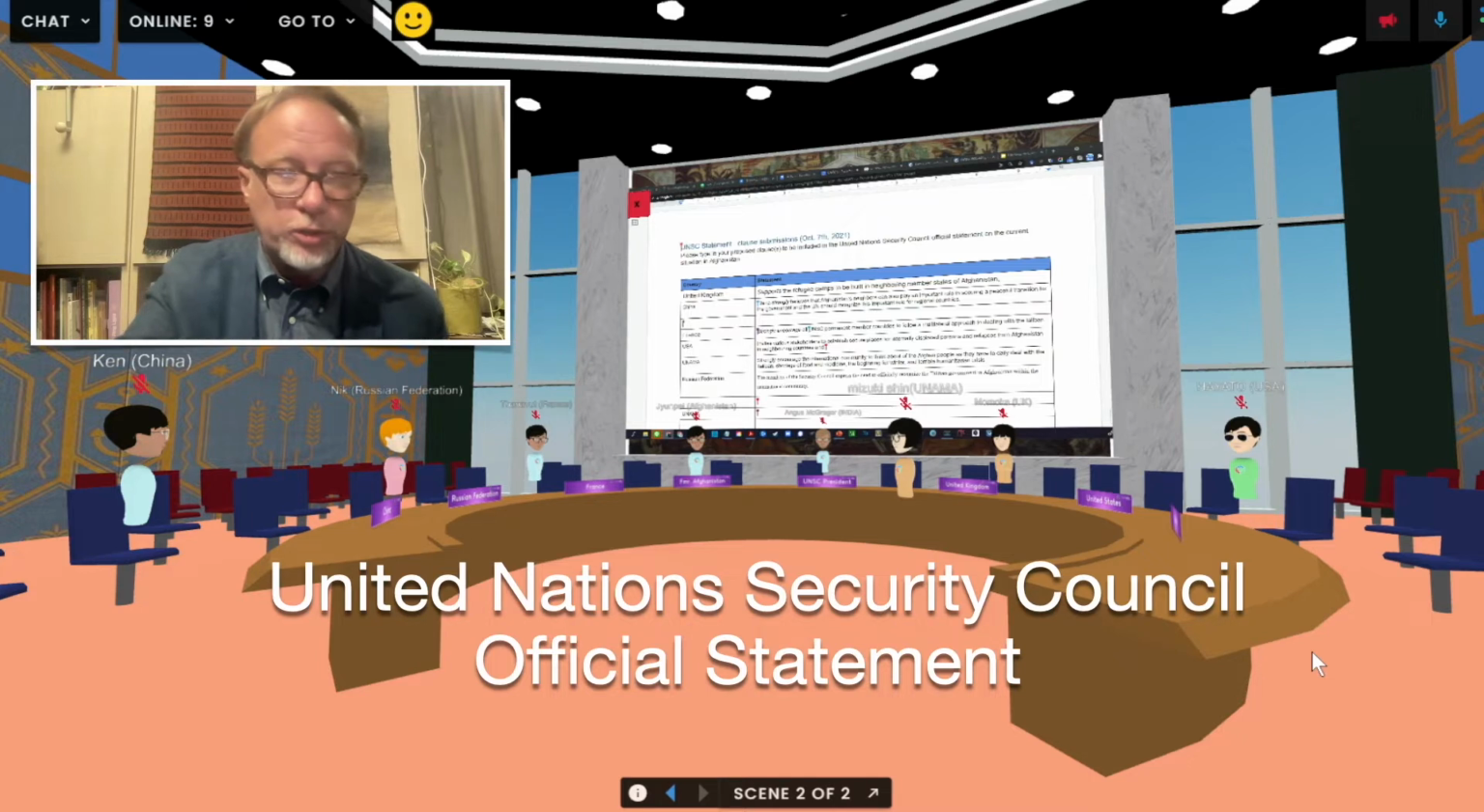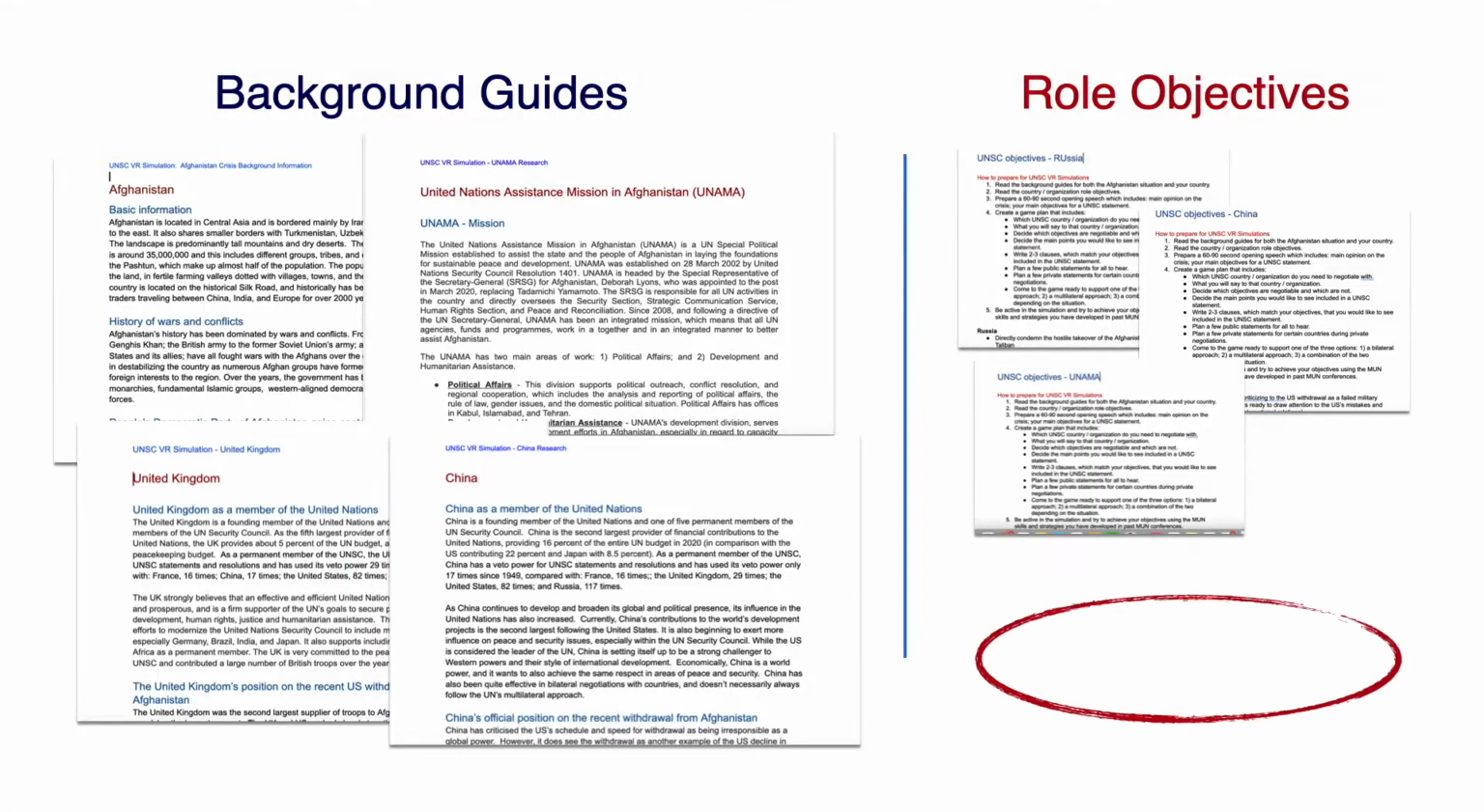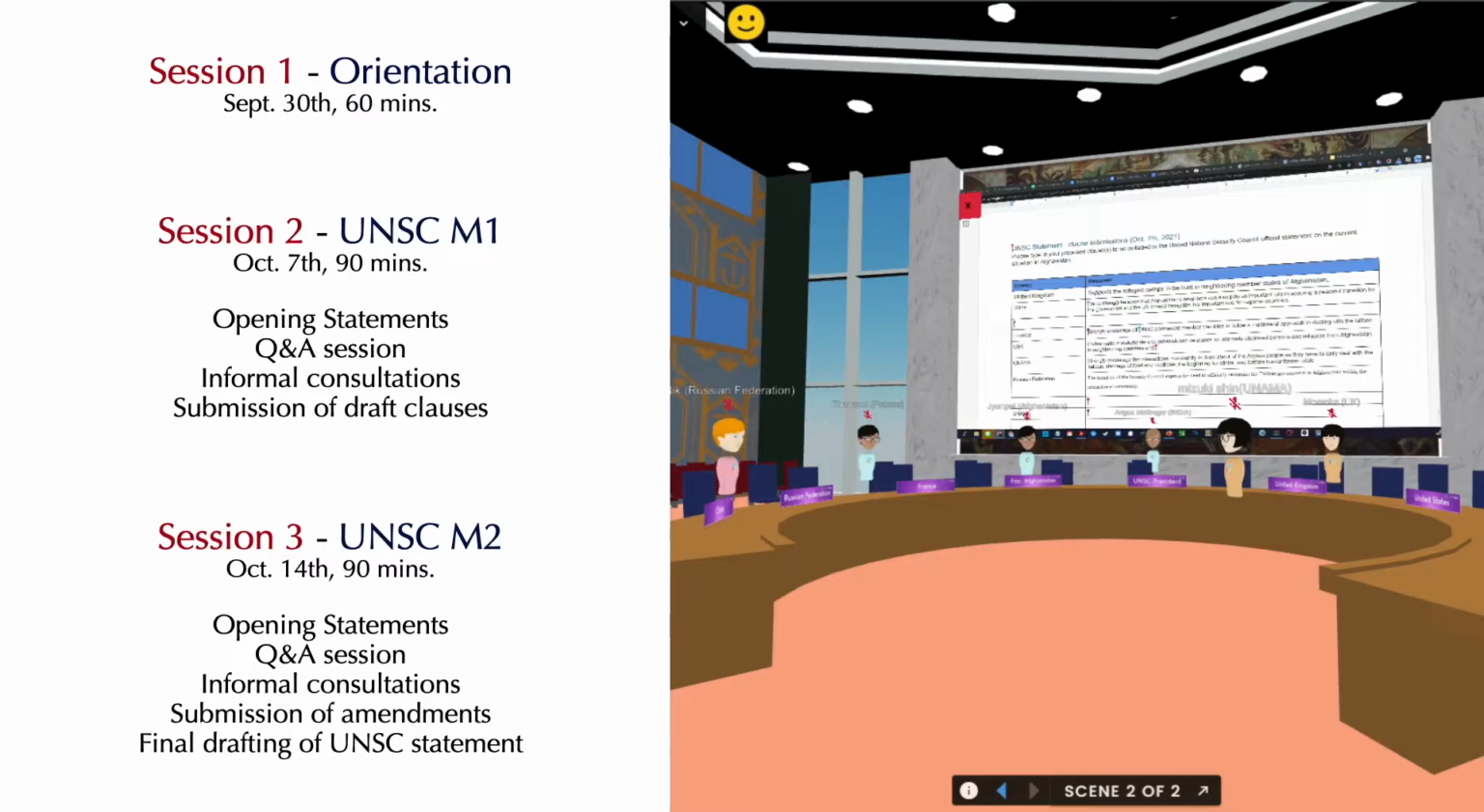The students were tasked with drafting an international statement, called an official statement, on behalf of the United Nations Security Council. Faculty prepared the background guides and the role objectives for each of the 7 roles, and 3 sessions were organized, an orientation and then 2 meetings. In each of the meetings, students were able to move back and forth from formal and informal consultations using parliamentary rules and procedures. And this is an example of what they did.